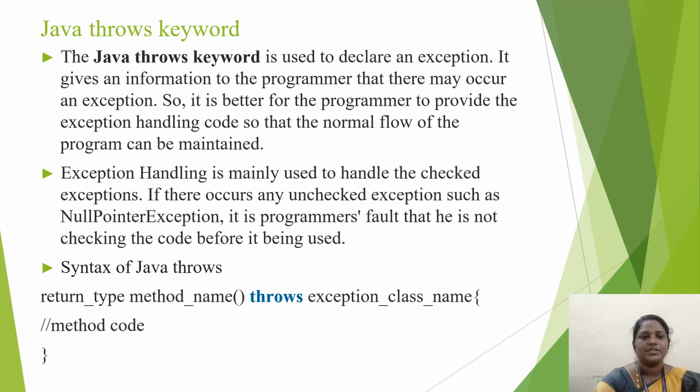So the throws keyword is mainly used to declare exceptions. It is better for the programmer, as it lets them provide the exception handling code so that the normal flow of the program can be maintained. Exception handling is mainly used to handle checked exceptions. If any unchecked exceptions occur, such as NullPointerException, it is a programmer's fault in the program, since it was not checked in the code before use. The syntax of the Java throws keyword is return type, method name, and throws the exception class name. Whatever the code is, it is placed in the method body, right?